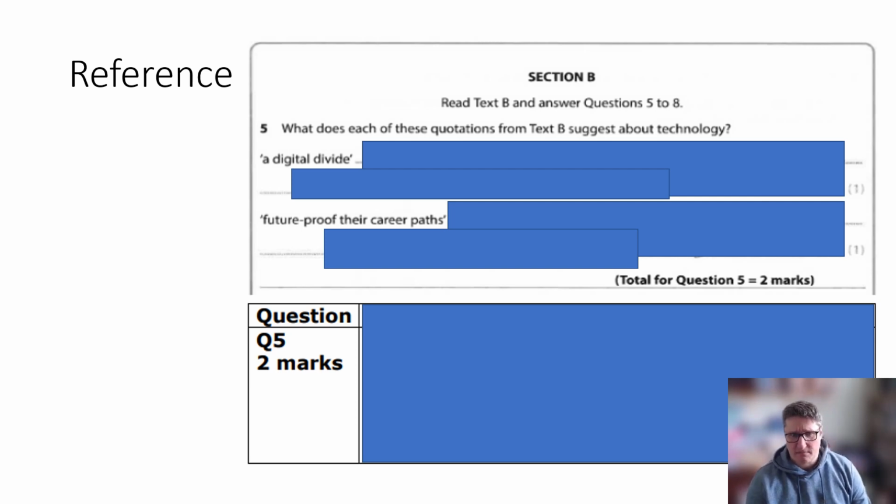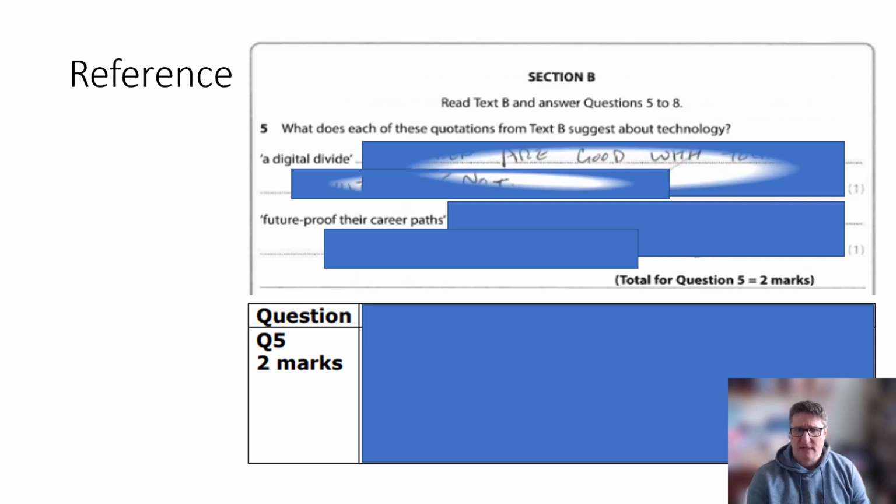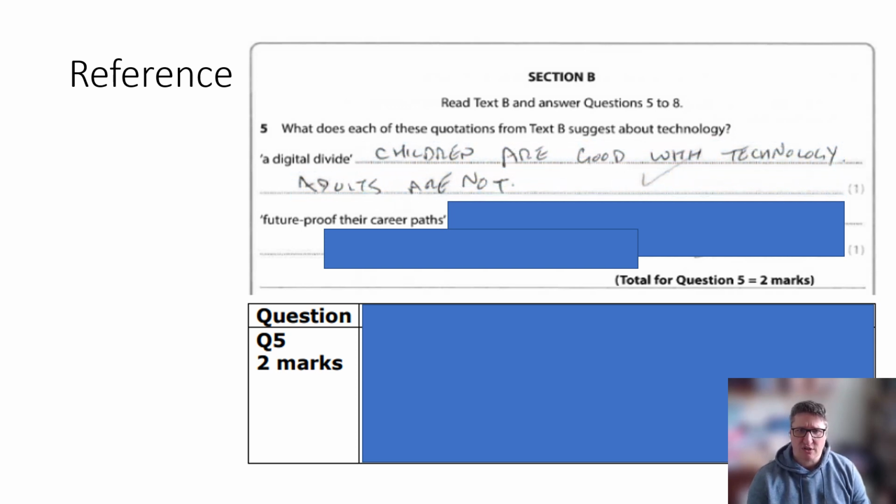So let's look at this question, which has been answered and marked for us. What does each of these quotations from text B suggest about technology? A digital divide. So here's an answer. Children are good with technology, adults are not. That is essentially what the text is saying. So it's condensing these things down, or rather in this case, expanding a statement to give a paraphrase of the actual text.